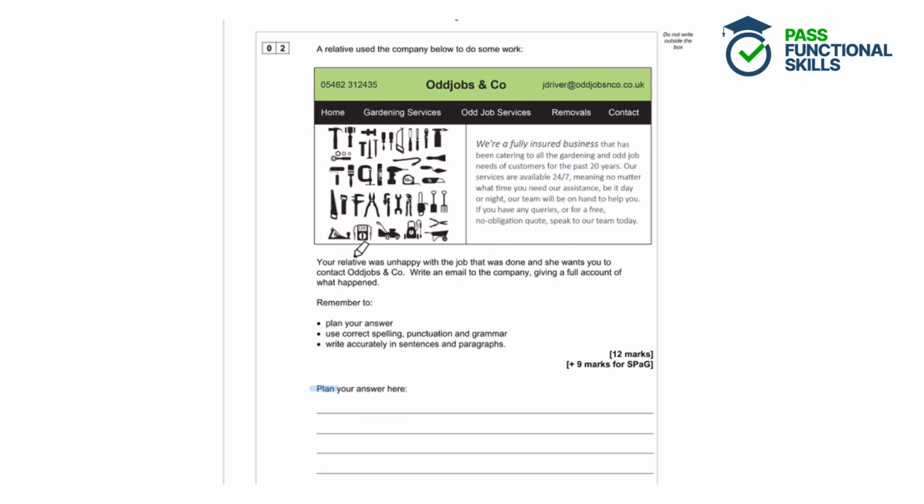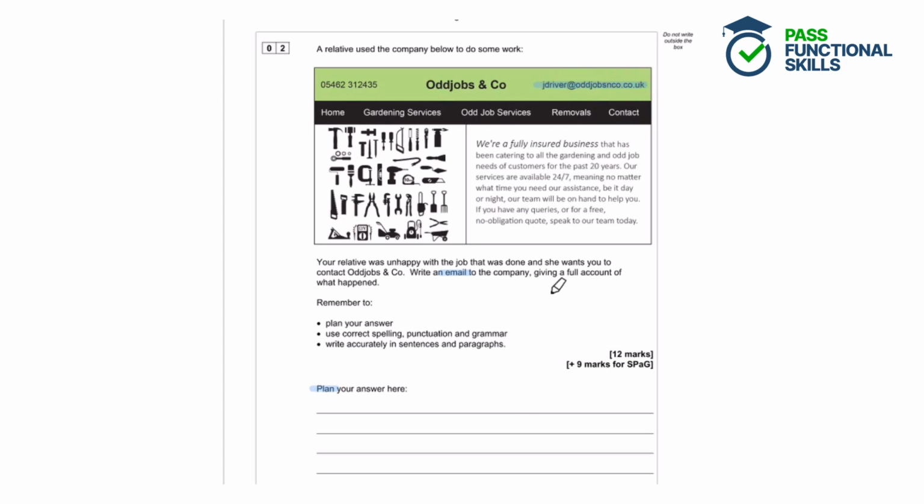So, first thing that we need to identify, what is the text type that we're going to be writing? So we are supposed to write an email. That is our text type, and we're going to use the formatting features necessary for an email. So we're going to need the address of the sender, our own email address. You can just make that one up. And the email address of the recipient. So we've been given that up here and we can use that in our answer.